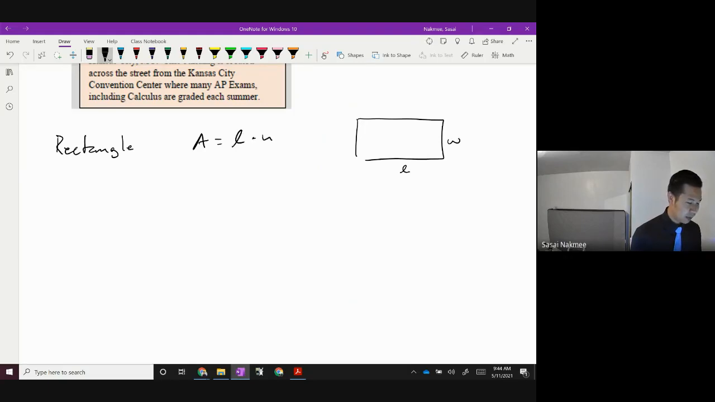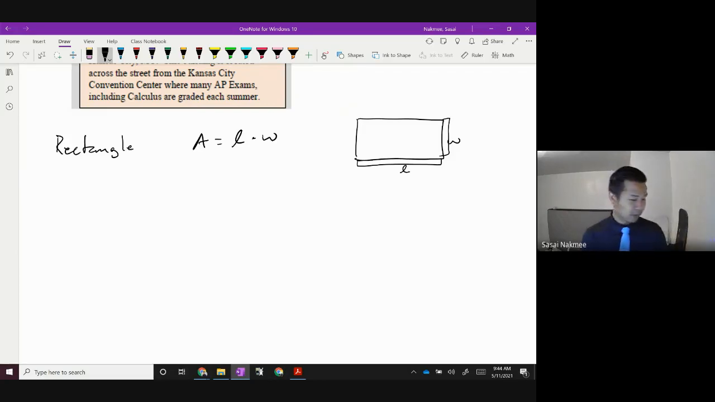Length times width. And it's your job to figure out what's the function for the length of your rectangle and the width of your rectangle. And usually they give you some type of relationship between them. Sometimes they'll say the width is equal to half of the length, or it's double the length. It depends. You've got to be able to read those problems, right?